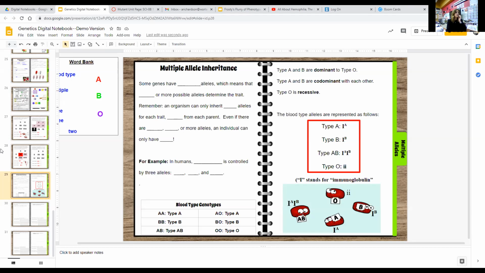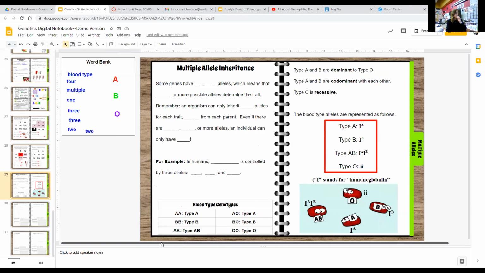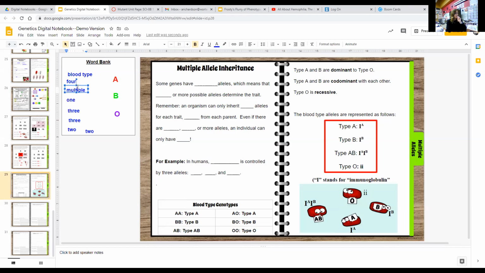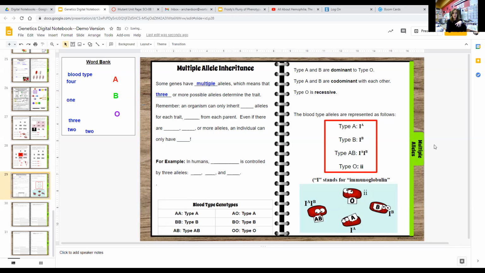All right. So when we're talking about multiple allele inheritance, we're going to say that some genes have multiple alleles, right? Which means that 3 or more possible alleles determine a trait, because most of the time it's 2 alleles. You have a dominant and a recessive, or dominant in the case of codominance and incomplete dominance. Most of the time we're going to look at 2, all right? Multiple alleles means that there's at least 3.